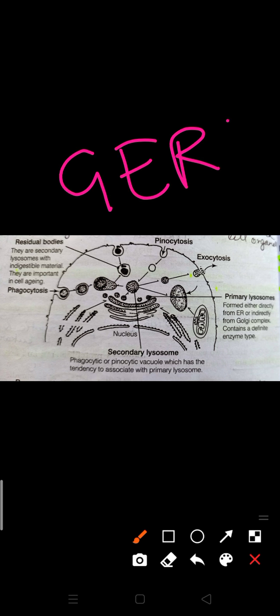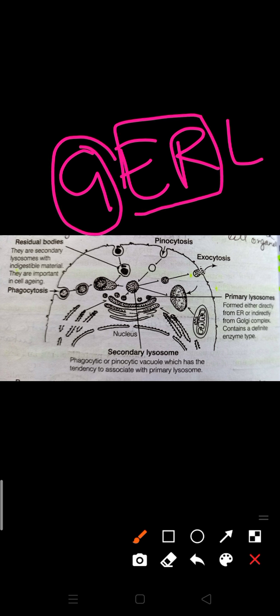So student, today I am going to tell you about the GERL system. Okay, so GERL system, what does it mean? GERL. G refers to Golgi body, E refers to ER, endoplasmic reticulum, and L means lysosome. How does this system work with coordination? Because this system is very important and you should understand it.